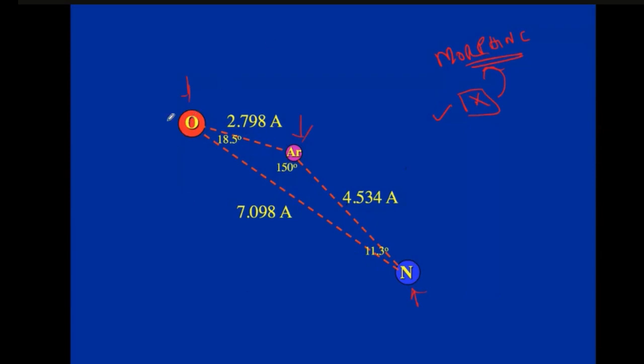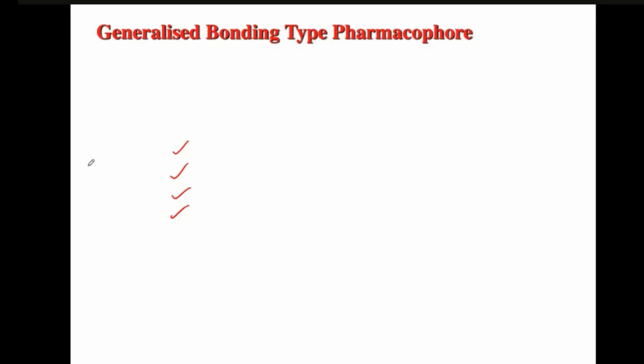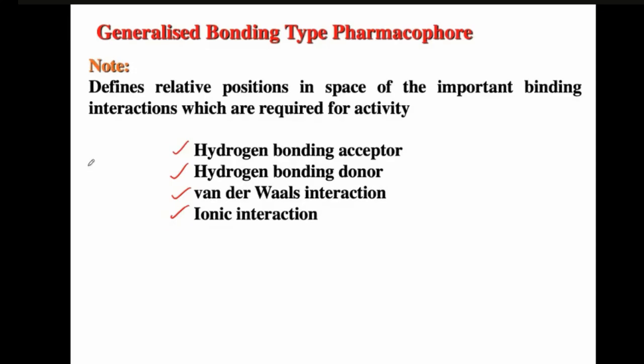So here we have an OH group. This oxygen is highlighted as a pharmacophore element, right? Which means that there is a hydrogen bond acceptor here, there is an aromatic group here, there is an ionic bond formation group here, right? All these functional groups can be related to some interaction, hydrogen bonding or ionic or aromatic interaction. So basically we are interested in hydrogen bond donor, acceptor, van der Waals interaction, ionic interaction. These are commonly studied interactions in the pharmacophore analysis.